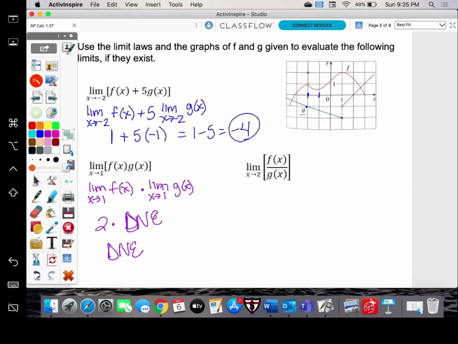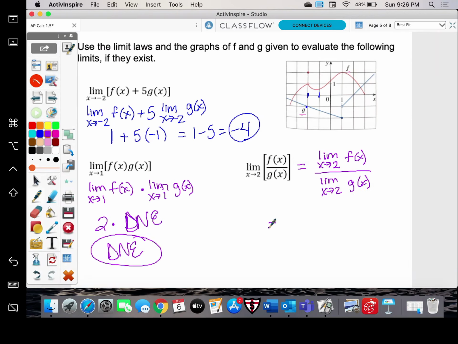That last one we finished up by talking about 2 times does not exist is a does not exist situation. It isn't really accurate to say equals does not exist, so notice there's no equal sign in there. This last one now is quotient, so we're going to think of it as using the rule: the limit as x approaches 2 of f of x divided by the limit as x approaches 2 of g of x, and we're going to find those limits from our graph and divide.